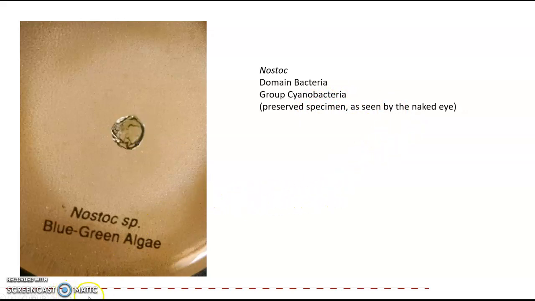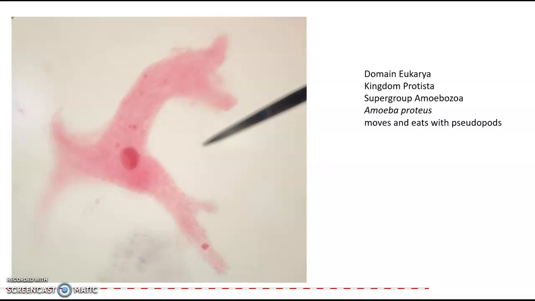It is known as blue-green algae, but it is not an alga. It is in the domain bacteria. It is specifically in the group Cyanobacteria. All right, now we're going to move on to the kingdom Protista. The ones up to this point were from the domain bacteria. Now we have domain Eukarya.